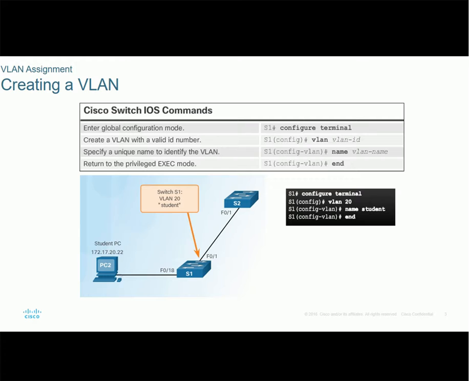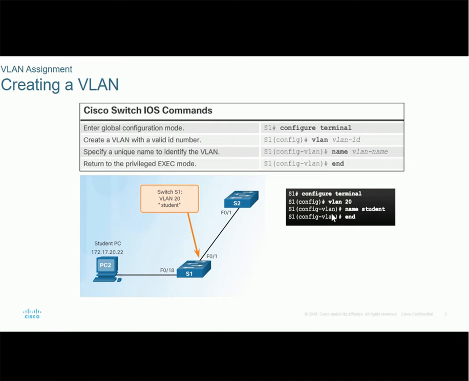It's always good practice to still go ahead and type copy run start, just to make sure that the config changes that are made have been saved. Now, as you can see here in this diagram, we have a syntax on when you're configuring VLANs. What are the commands that you need to enter?